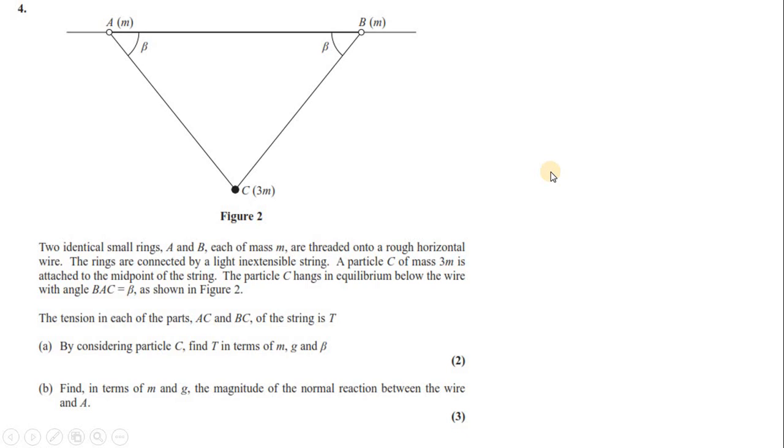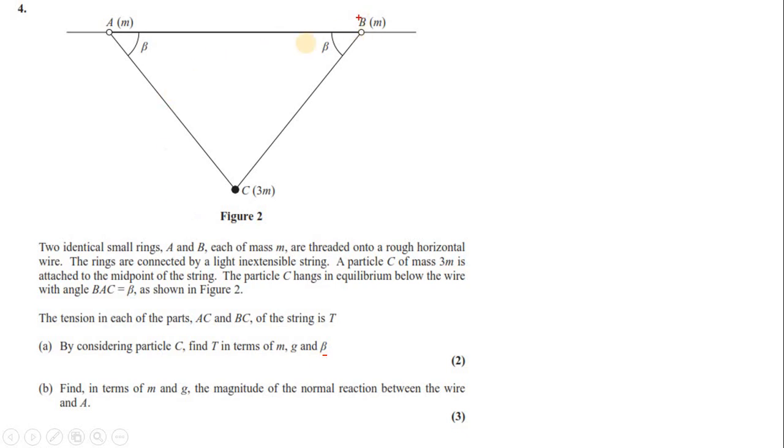Question number 4. Two identical small rings A and B, each of mass m, are threaded onto a rough horizontal wire. The rings are connected by a light inextensible string. A particle C of mass 3m is attached to the midpoint of this string. The particle C hangs in equilibrium below the wire with the angle BAC beta as shown in figure 2. The tension in each of the parts AC and BC of the string is T. By considering particle C, find T in terms of m, g, and beta.